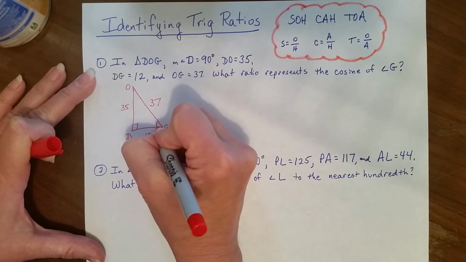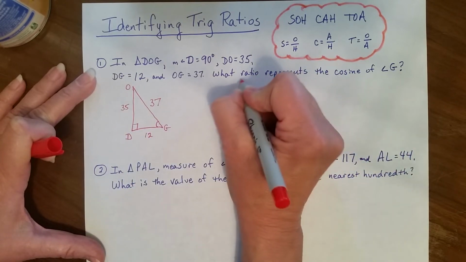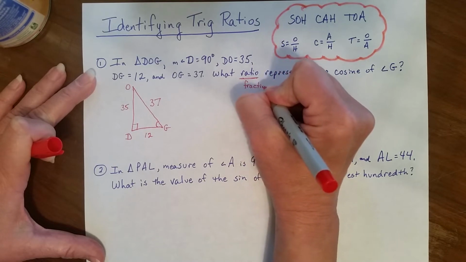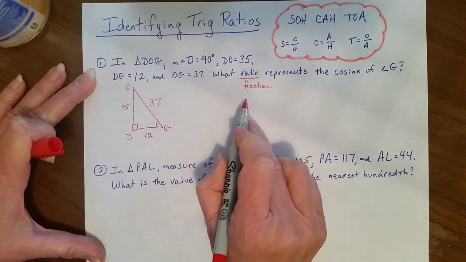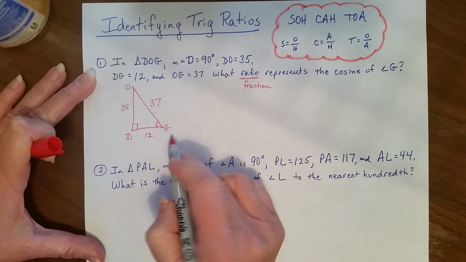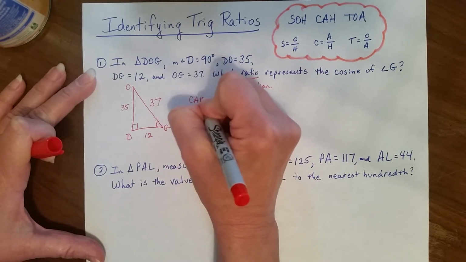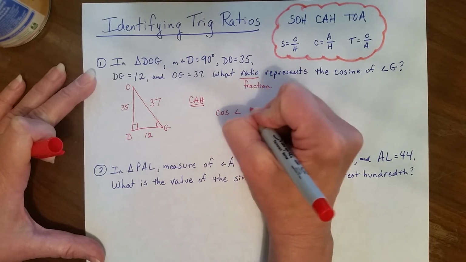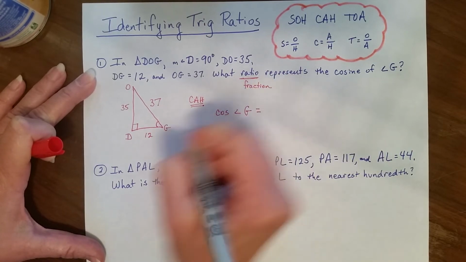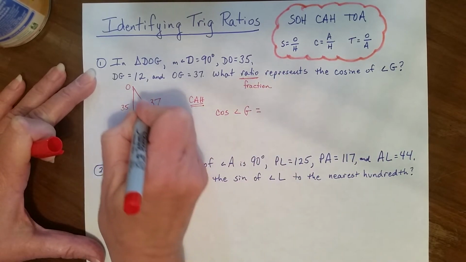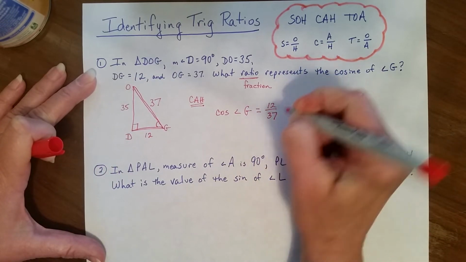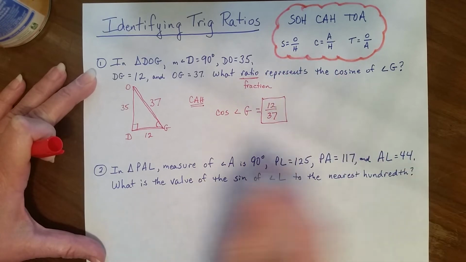Here's angle G. Now when they're talking about a ratio, they're asking for a fraction. What fraction represents the cosine of angle G? So we're looking at cosine. The cosine of angle G is adjacent over hypotenuse, so 12 over 37. And that's what you'll enter in Delta Math.